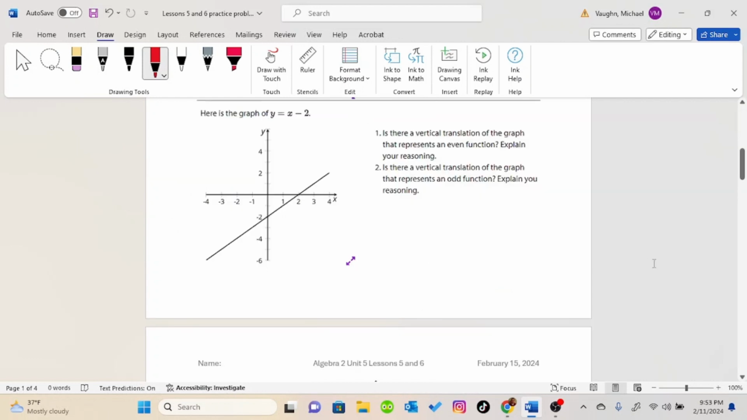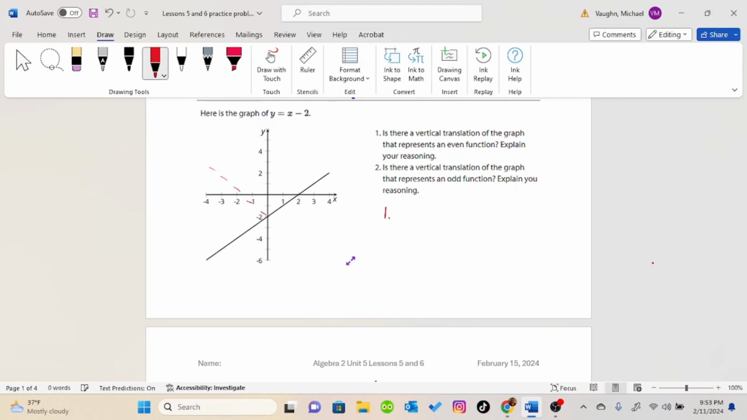Here is the graph of y equals x minus 2. Number 1, is there a vertical translation of the graph that represents an even function? Explain your reasoning. Remember that an even function means it is symmetrical about the y-axis. So if I fold the right half over onto the left, you see that these do not match up. This would go off this way instead of lining up.